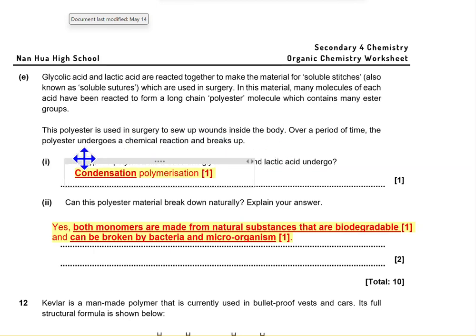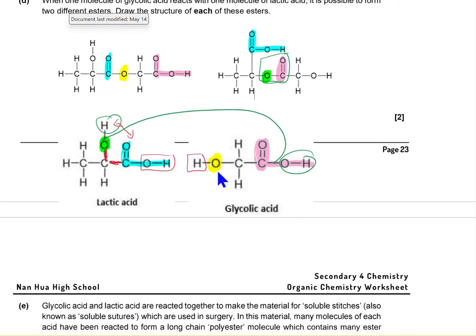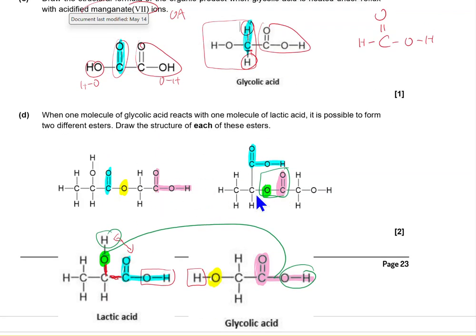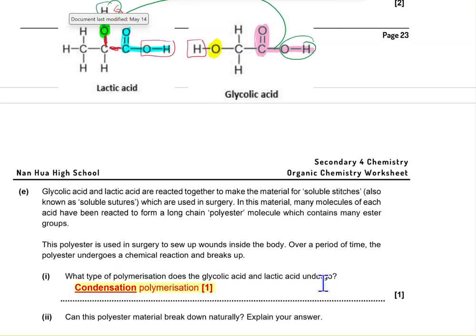It will just break out and disappear. Now, what type of polymerization does glycolic acid and lactic acid undergo? Of course, it's called condensation polymerization. Now, even if you do a simple combination of these two, like a 1-to-1 combination, to form this is called ester. Ester formation involves the removal of H2O. And because there are two functional groups in each molecule, it can join from one molecule to the next one to form a long chain. That's why it's called condensation polymerization. So esterification itself is a condensation process already. So in this case, condensation polymerization.